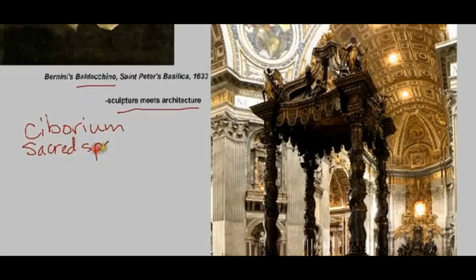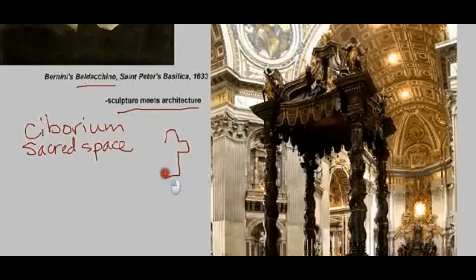And here in St. Peter's, the baldacchino is placed directly beneath the huge central dome of the church. And just to remind you, the church plan is roughly shaped like this, a cruciform plan, and the dome is right here at this crossing. So right here is where the baldacchino is within St. Peter's Basilica.